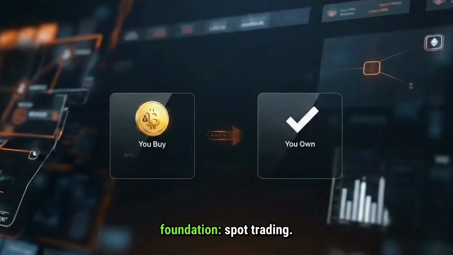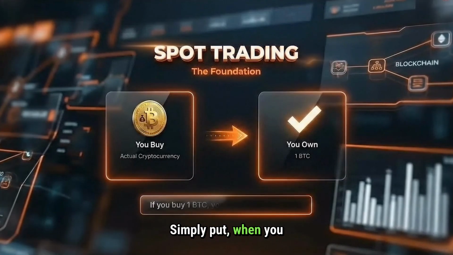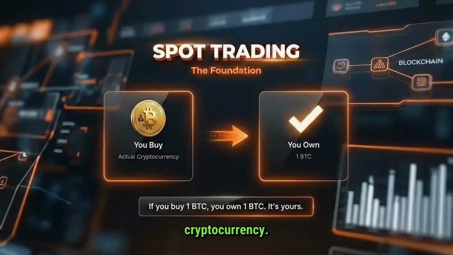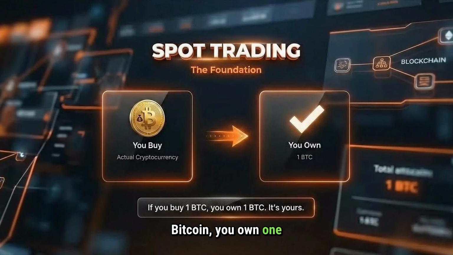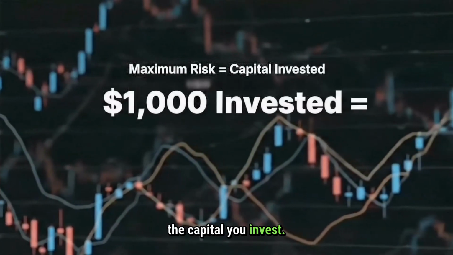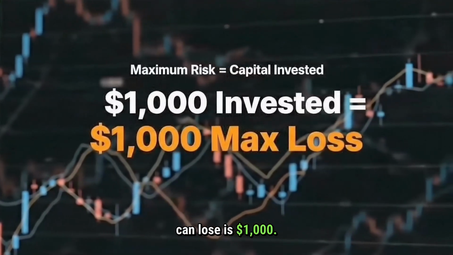Let's start with the foundation, spot trading. Simply put, when you trade on the spot market, you are buying and owning the actual cryptocurrency. If you buy one Bitcoin, you own one Bitcoin. It's yours. Your maximum risk is the capital you invest. If you put in $1,000, the most you can lose is $1,000.